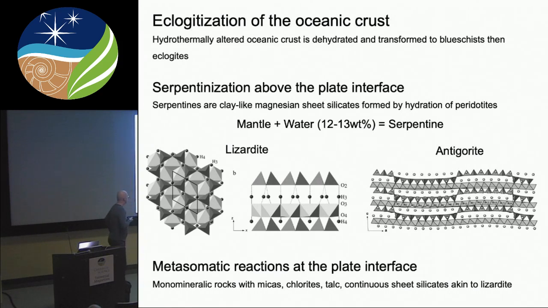These minerals are pretty complicated. They can take different forms. There are two main forms. One is called lizardite. It's a continuous sheet phyllosilicate. So we have layers of magnesium octahedra and silicon tetrahedra that are linked together by these OH bonds that involve hydroxyl groups, and you need the water to form these bonds in these minerals.